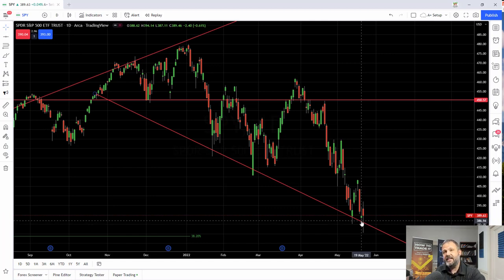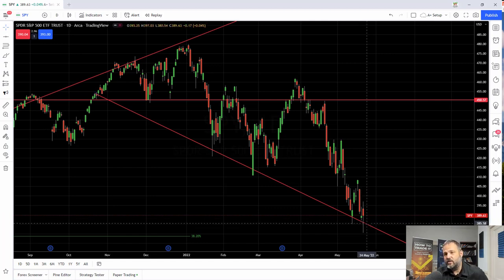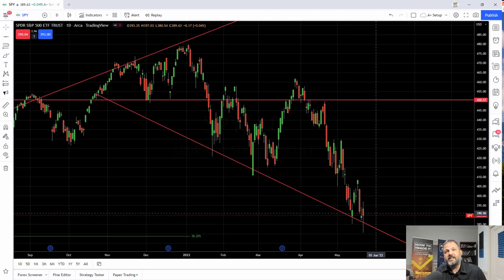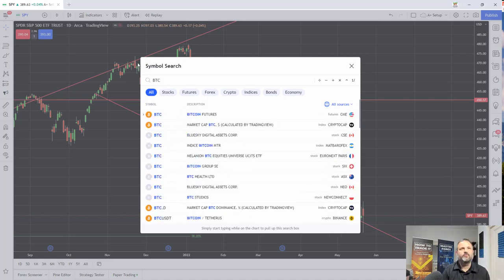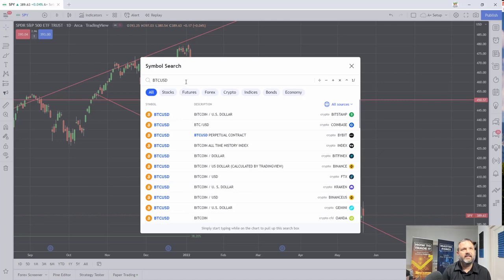On the S&P, we had a bounce, but the dollar bounce was a little more powerful. If the dollar continues to move, we might see an S&P bounce. Let's take a look at another correlated asset, which is really important, and that's Bitcoin. Let's take a look at Bitcoin USD. Okay, so this is really important, right?